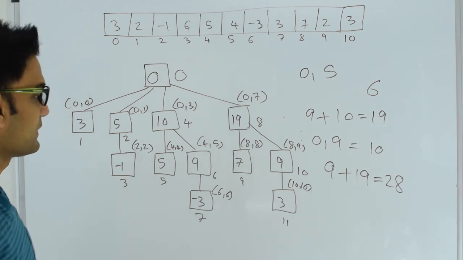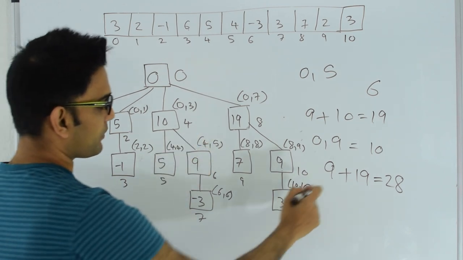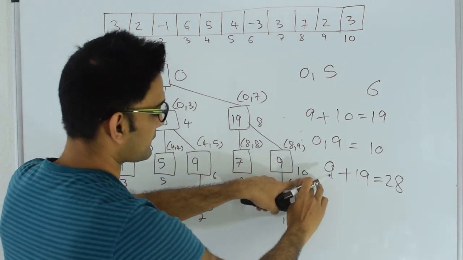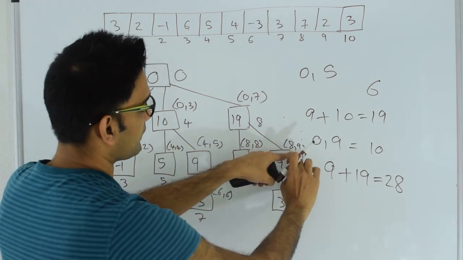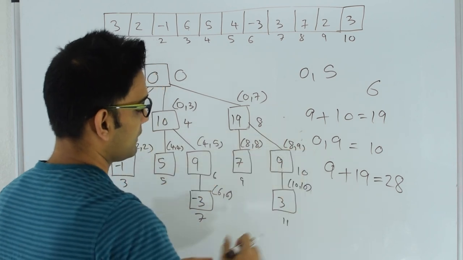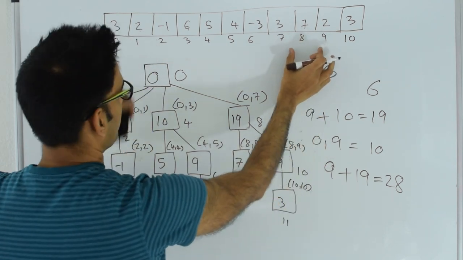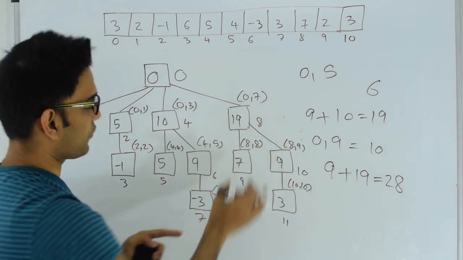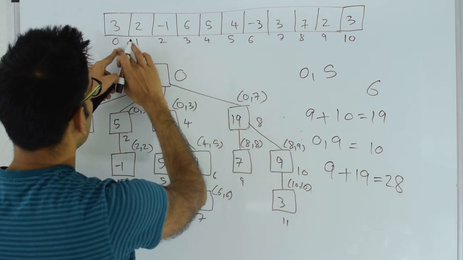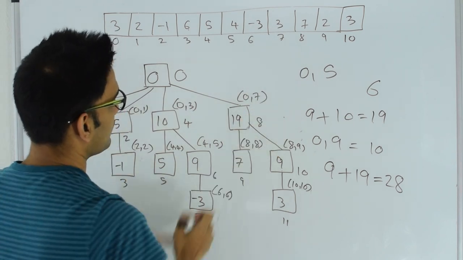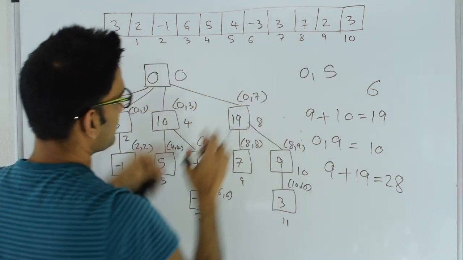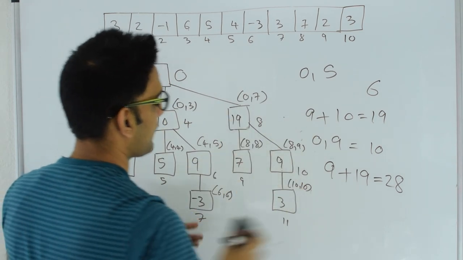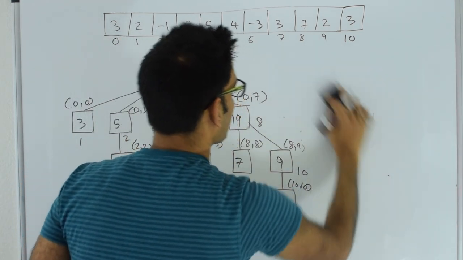Let's see why this works. If we're trying to get the sum from 0 to 9, we know that this 10th node here is storing the range 8,9. So 8,9 of this 0 to 9 is stored at 10. Also, we know that its parent 8 is storing the sum of range 0 to 7. So the sum of range 0 to 9 is the sum of range 0 to 7 plus 8,9, which is 8,9 plus 19.